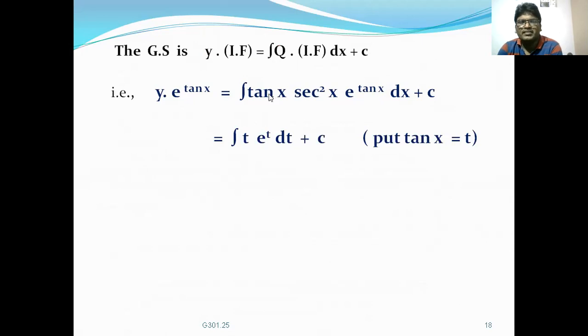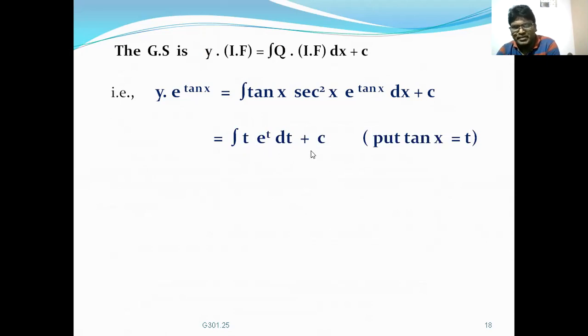We will put tan x is equal to t, and it will be e power t. Then we will integrate; the derivative of tan x becomes secant square x dx, which we substitute as dt, and this is e power t. So the equation becomes, in the variable t, the integration of t into e power t dt. This dt is secant square x dx, and t is tan x, e power tan x.